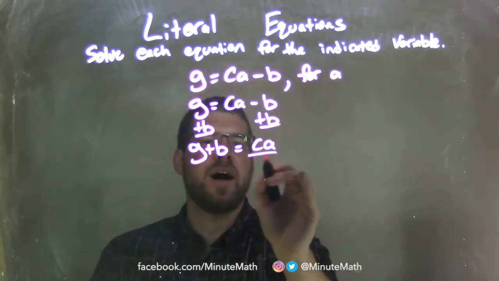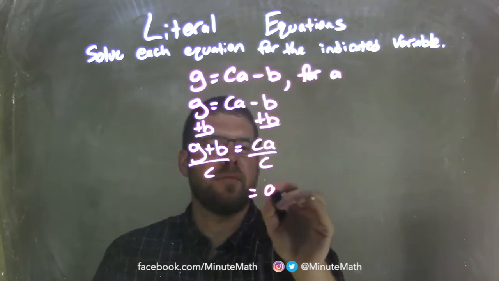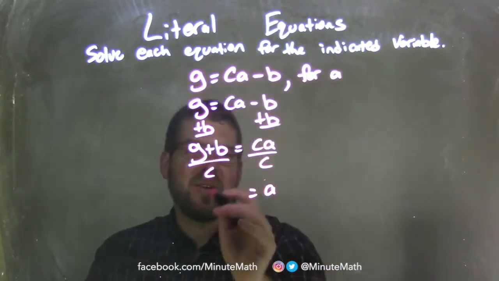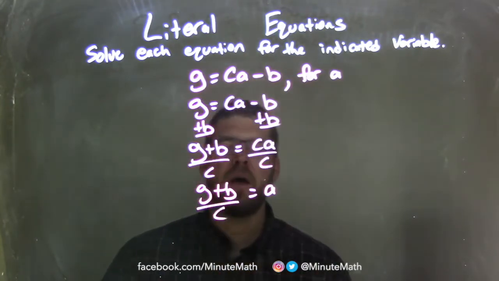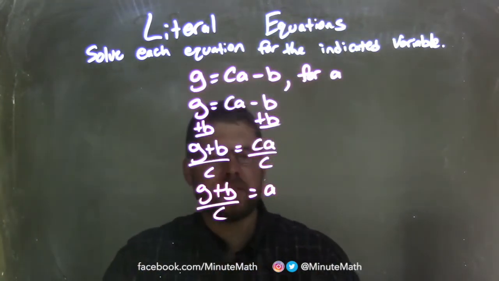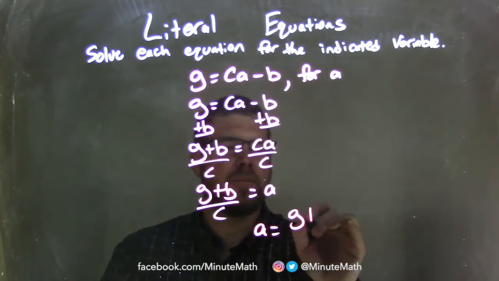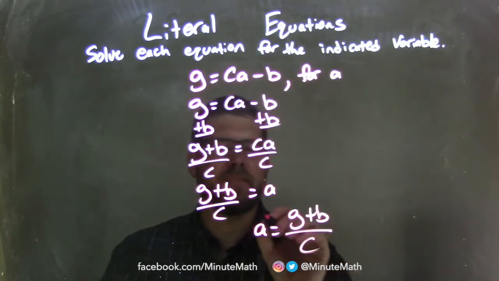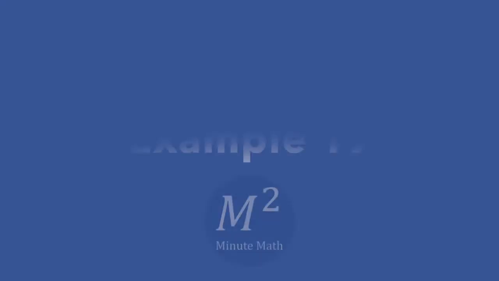From there, I'm going to divide by c on both sides. That eliminates the c's on the right, giving me a by itself. And then there's no like terms, so we're basically done here. G plus b over c on the left. I could rewrite this, and I'm going to, to have a come first, because that looks nice and neat. So I have a equals g plus b over c, and there we are. A very simple, quick problem here. Okay?